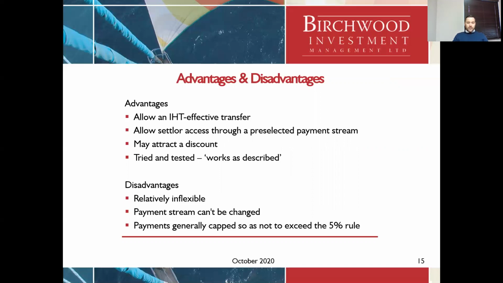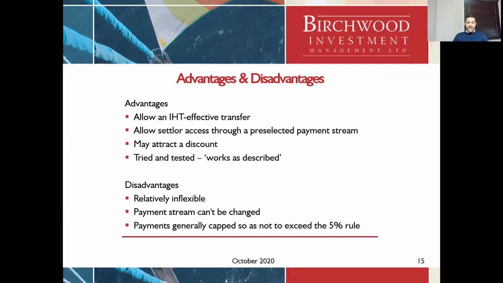So despite gifting the funds into the trust and effectively moving them from their estate, the settlors can still benefit from a regular income from the trust. Again, particularly useful for those who have estates that exceed inheritance tax thresholds and wish to supplement their retirement income. The next point, it may attract a significant discount. Depending on the estimated life expectancy of the settlor, the discount will have an immediate inheritance tax benefit. And the final point is it's tried and tested with HMRC and it does work. The disadvantages are relatively inflexible.